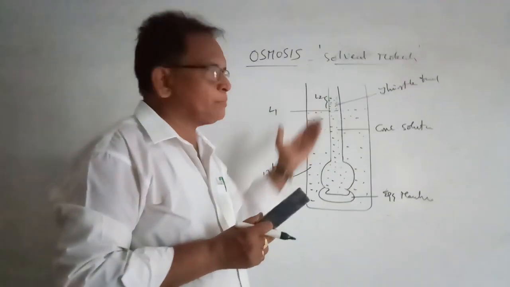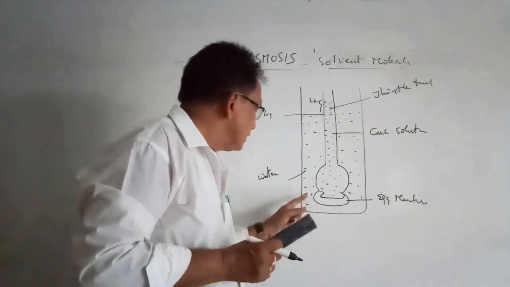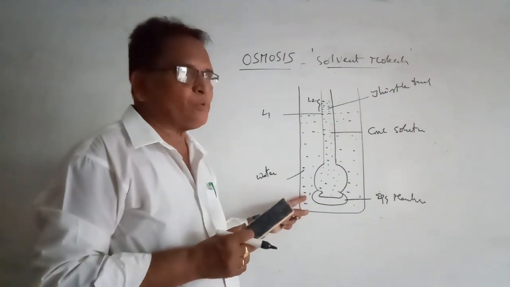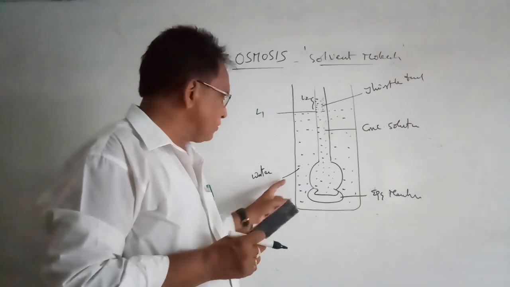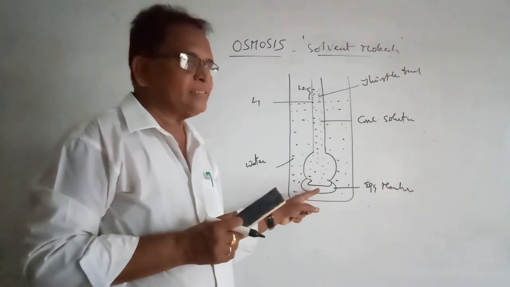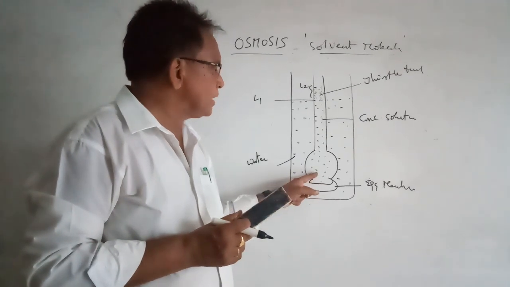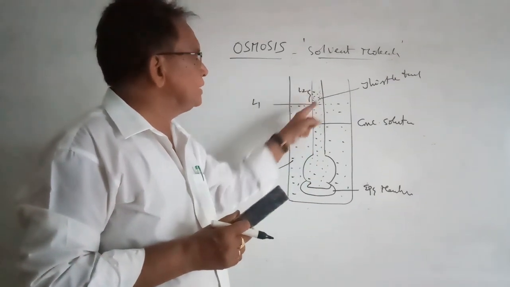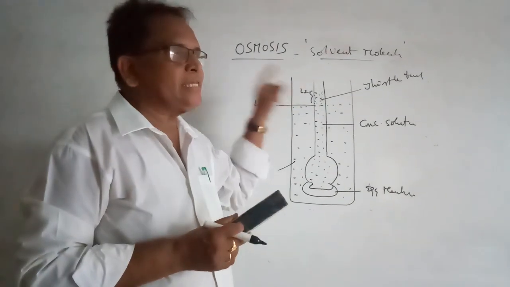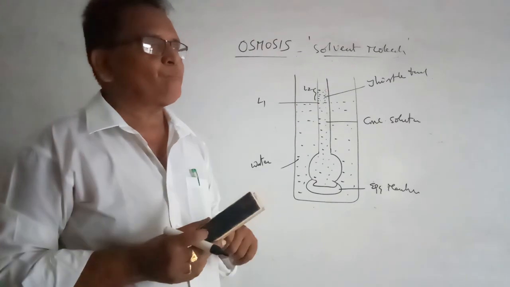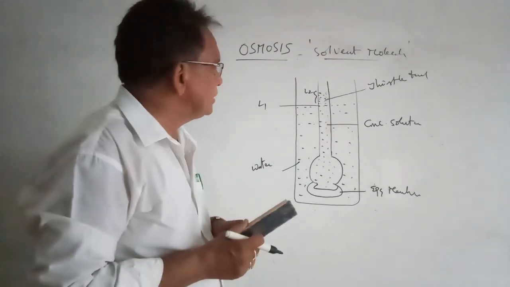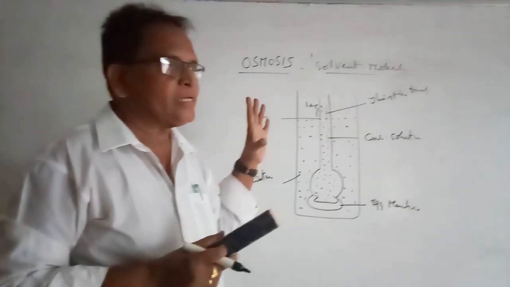That is, we can explain like this. Now water from the beaker, because here the concentration of the water is more, so it is diluted. So now water from the beaker enters into the thistle funnel through the semi-permeable egg membrane, and gradually there is a rise in the solution level inside the thistle funnel. This rise is due to osmosis, and a pressure is also observed in this. That pressure is called osmotic pressure.